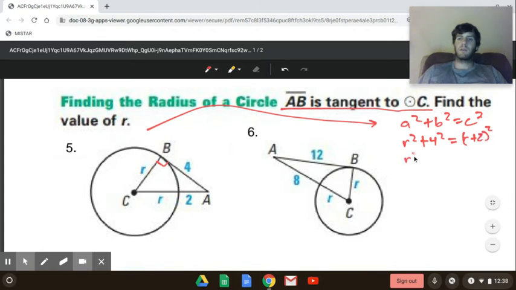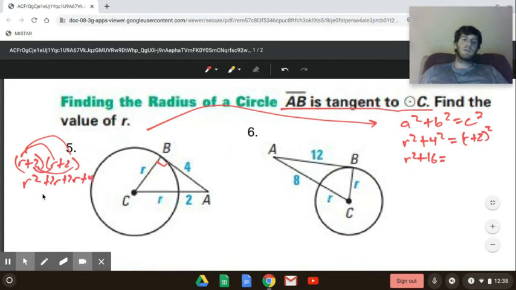Okay, so it's r squared plus 16 equals, and then r plus 2 times r plus 2. First, outer, inner, last, that's going to be r squared plus 2r plus 2r, then plus 4. So that's r squared plus 4r plus 4. So if we put that in over here, we have r squared plus 4r plus 4.